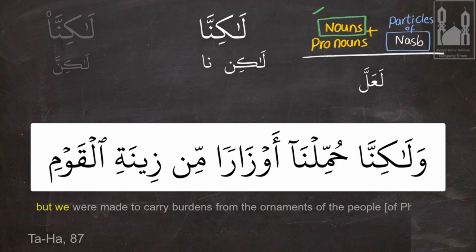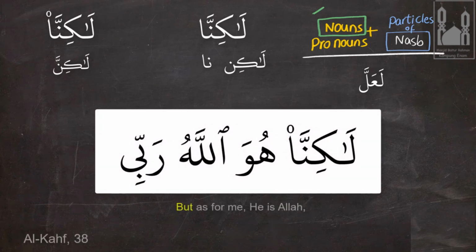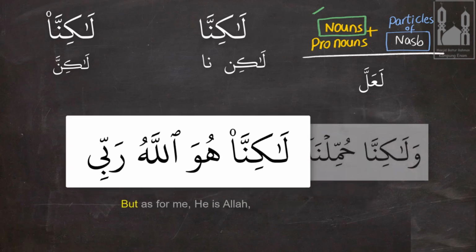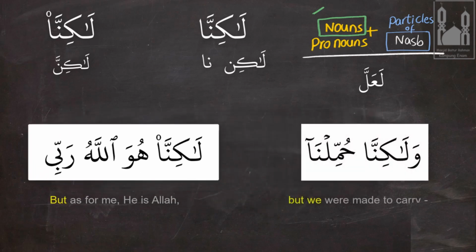ولكننا حملنا أوزارا من زينة القوم لكن هو الله ربي. So that first one means but we. There is a pronoun integrated in the word, and that it functions differently, as you can see, since it is followed by a verb. But the second one has the same meaning as لكن without the alif. But this is how it was written in the Uthmani Mus'haf, and we're keeping it exactly like that.